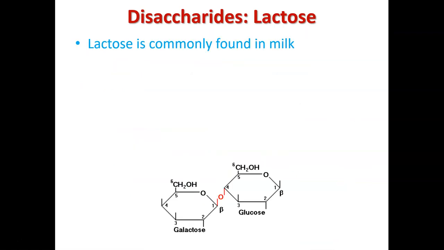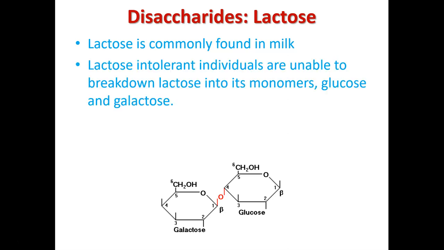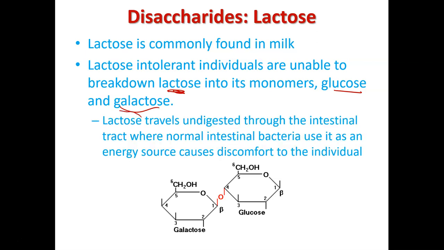Another disaccharide is lactose. So lactose is commonly found in dairy products, so anything that has milk. And what happens is people that are lactose intolerant, they actually are missing the enzyme to break lactose down into the monomers of glucose and galactose. So what happens is the lactose, the disaccharide lactose, travels through your body and your intestines as lactose. And because of that, there are actually bacteria in your intestines that love lactose.